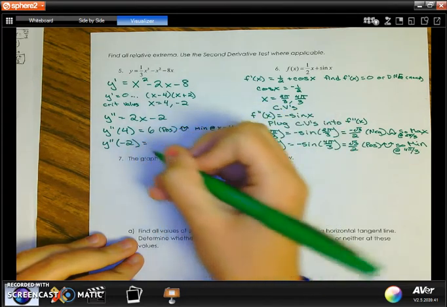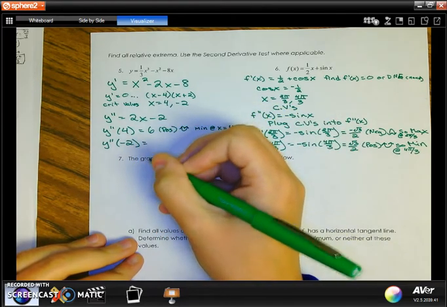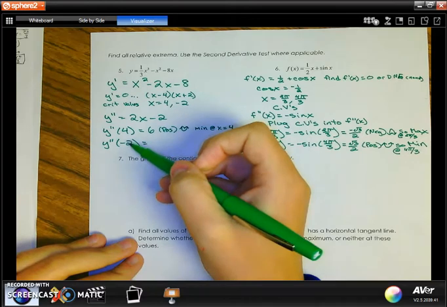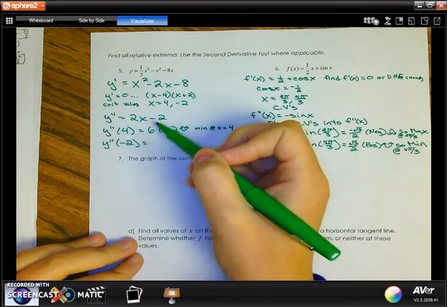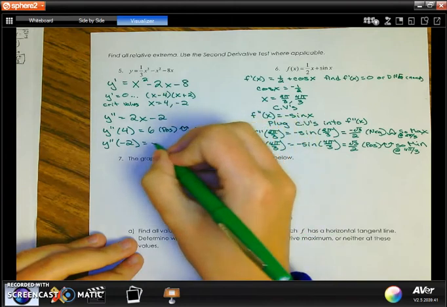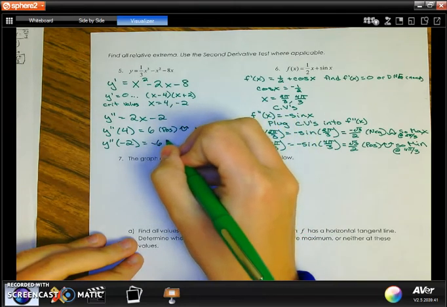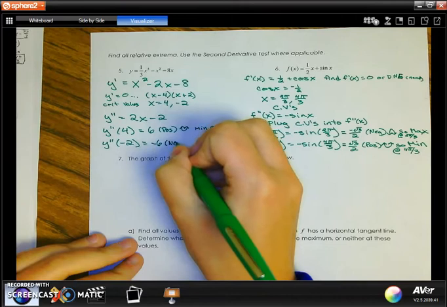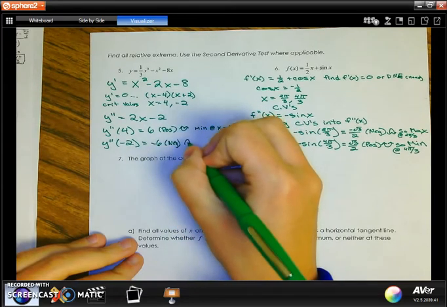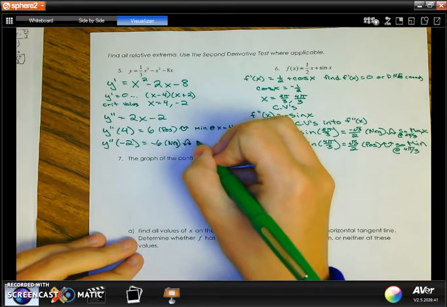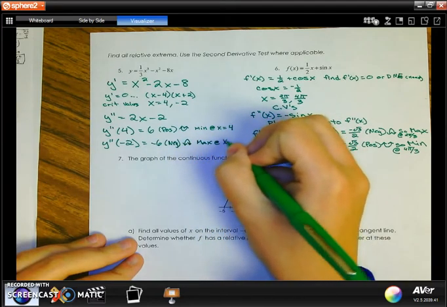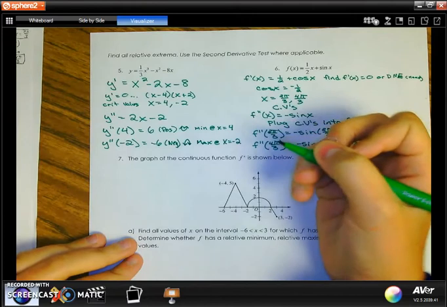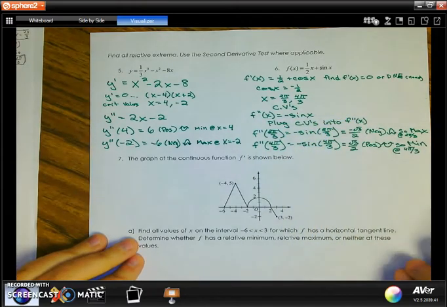Then when you plug in a negative 2 into the second derivative, that'll be a negative 4 minus 2, which is going to give you a negative 6. Again, I don't care about the 6 so much. I really care that it is negative. So that means I'm going to be concave down, which implies that there will be a maximum at x equals -2. So we have that there.